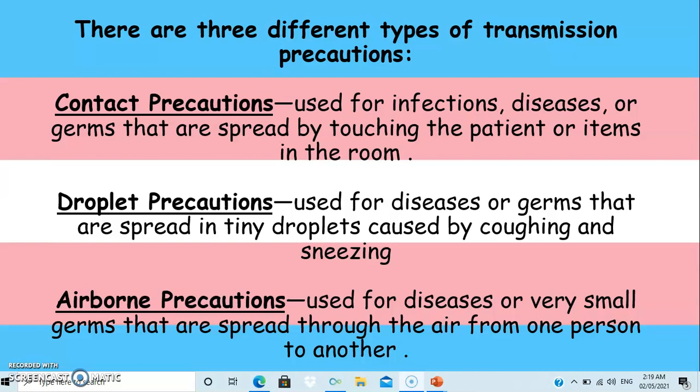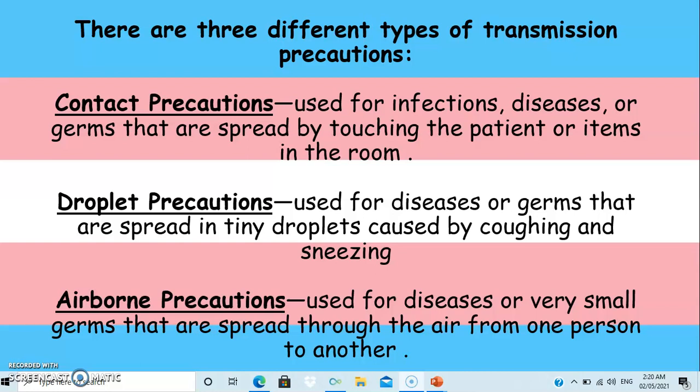First is the contact precautions, used for infections, diseases, or germs that are spread by touching the patient or items in the room. And contact precautions refer to infection prevention and control interventions to be used in addition to routine practices and are intended to prevent transmission of infectious agents, including epidemiologically important microorganisms, which spread by direct or indirect contact.